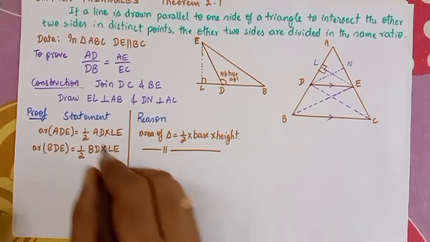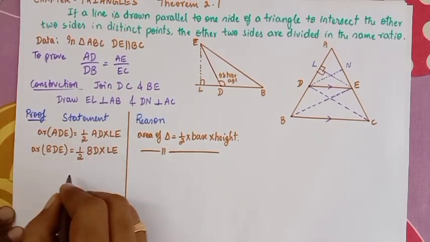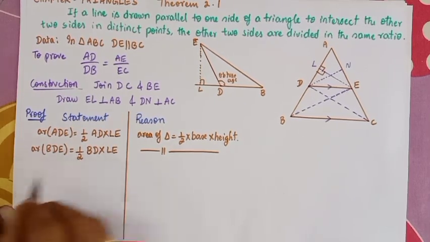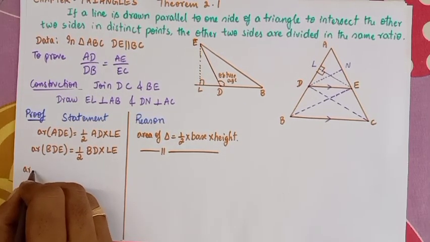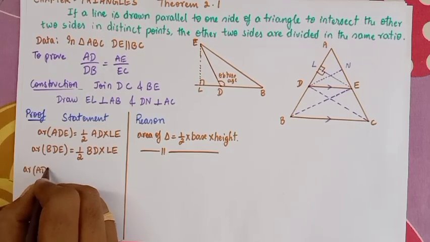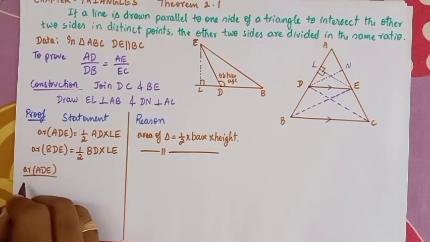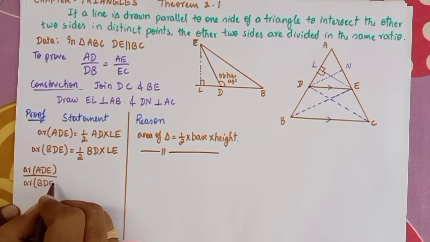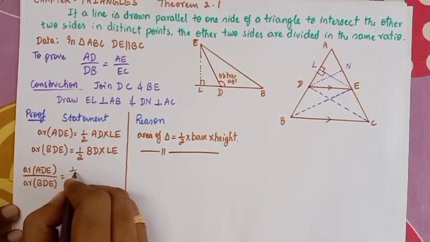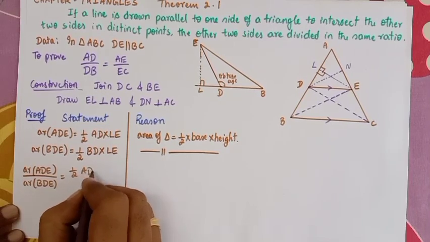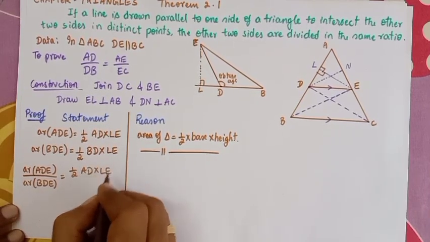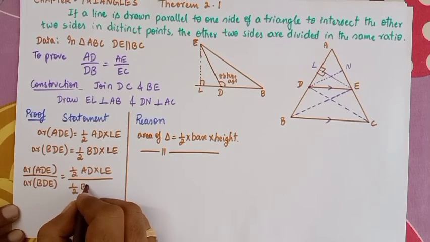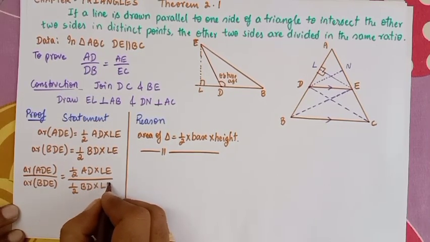So let me take the ratio of these two things. Area of ADE by area of BDE is equal to half into AD into LE by half into BD into LE.